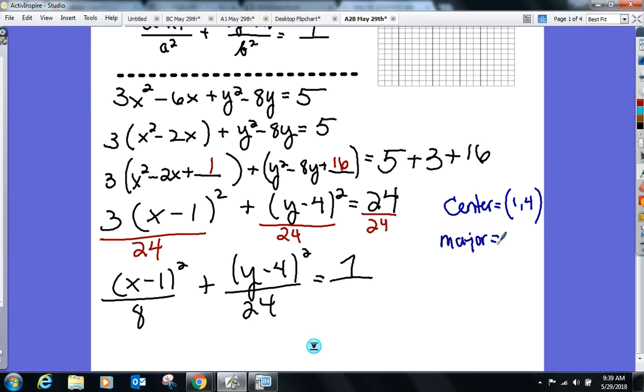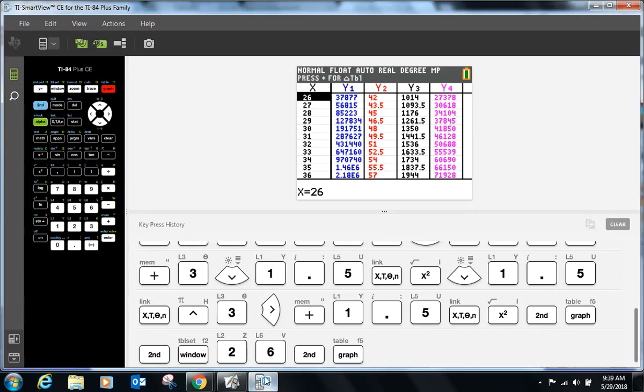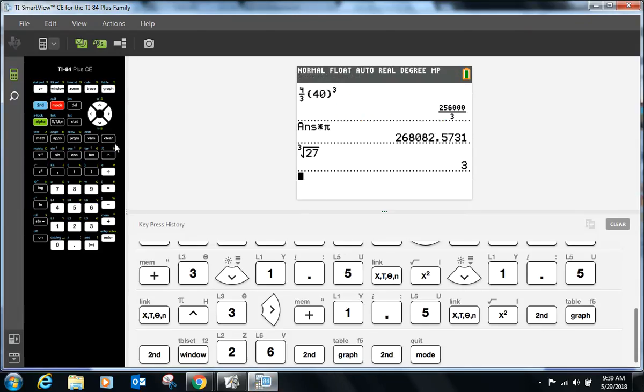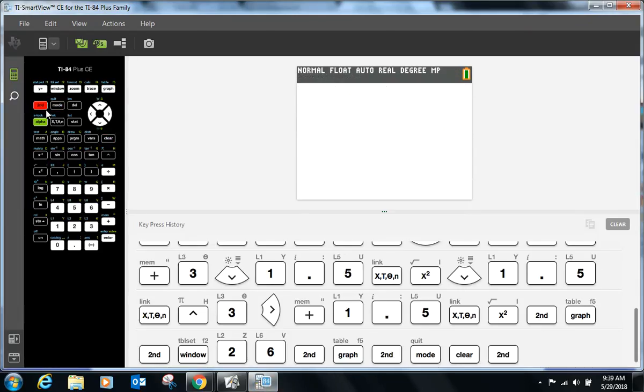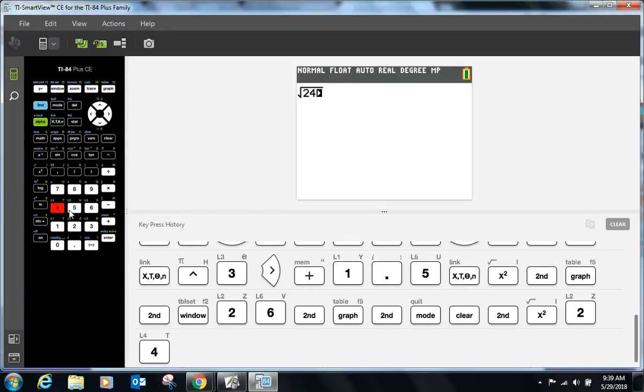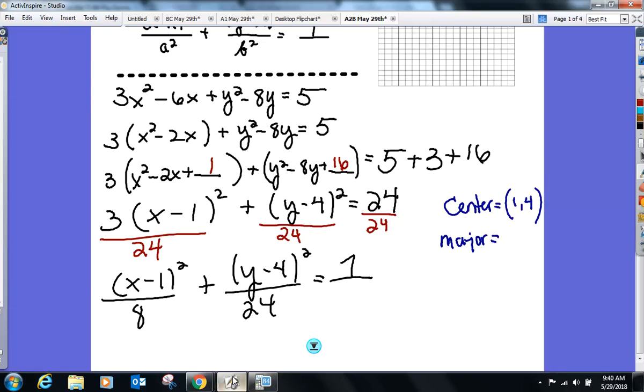Okay, what are you doing with the 24? If you want, take the square root. That's the distance from the center to a vertice, but I want to find the full thing. So I'm going to take the square root of 24. From the center to a vertice, it's 4.9 units. How do I find the length of the whole thing? 4.9 above and below. Multiply it by 2. Yep.